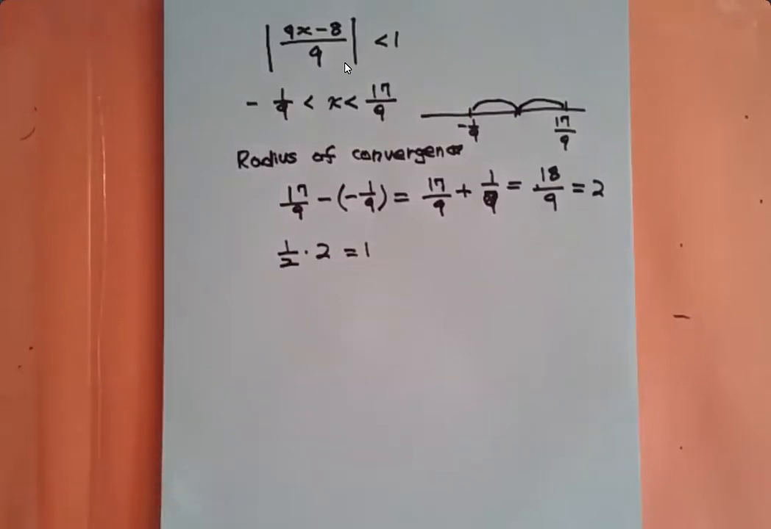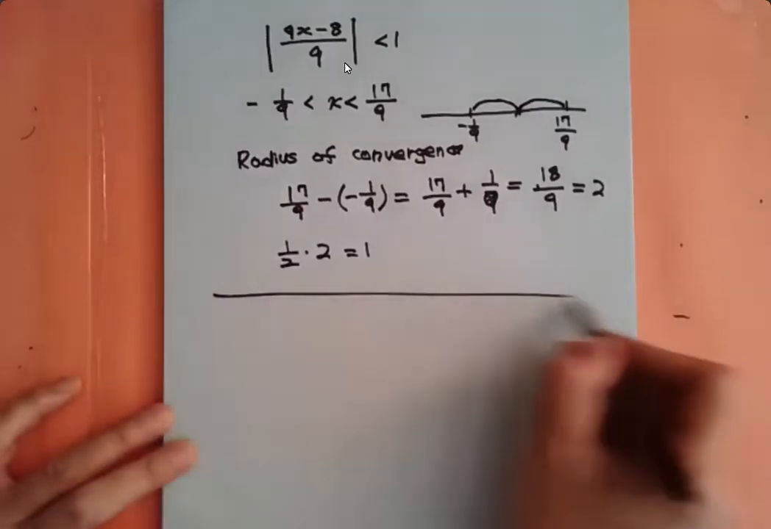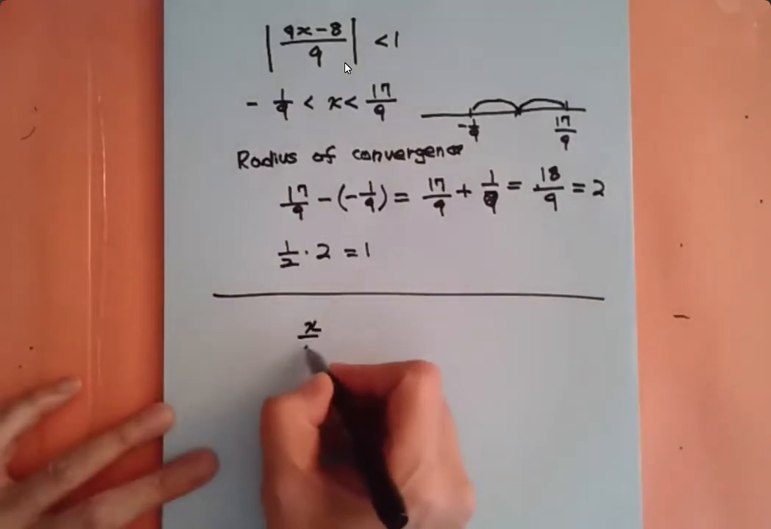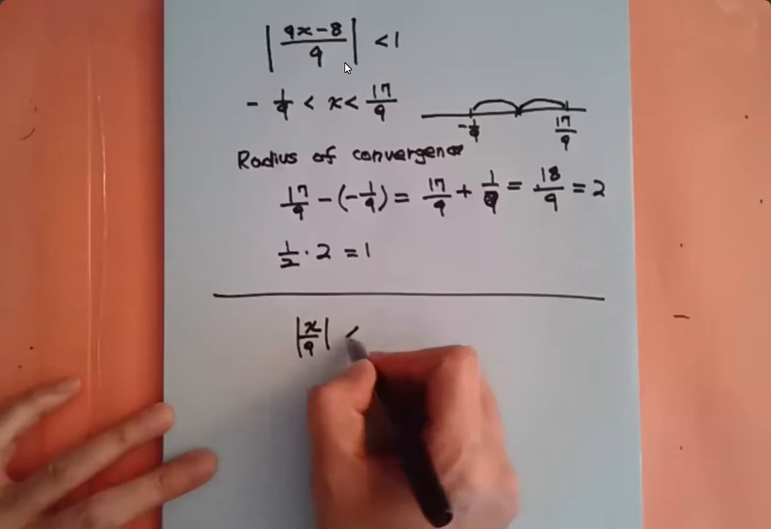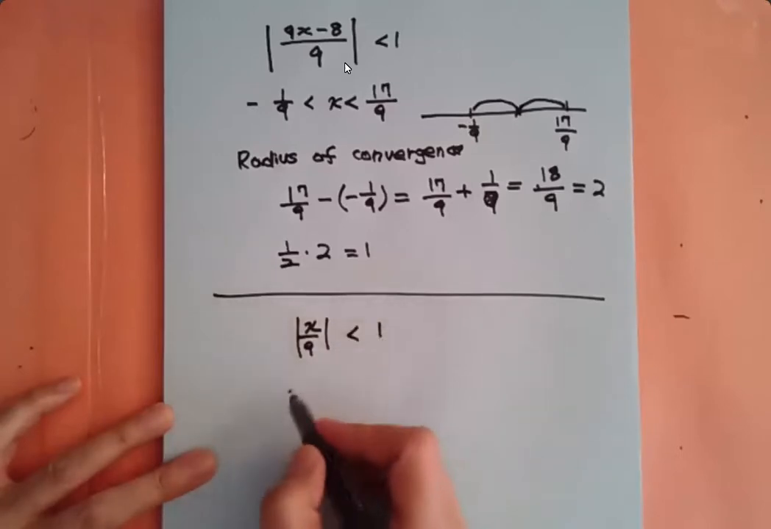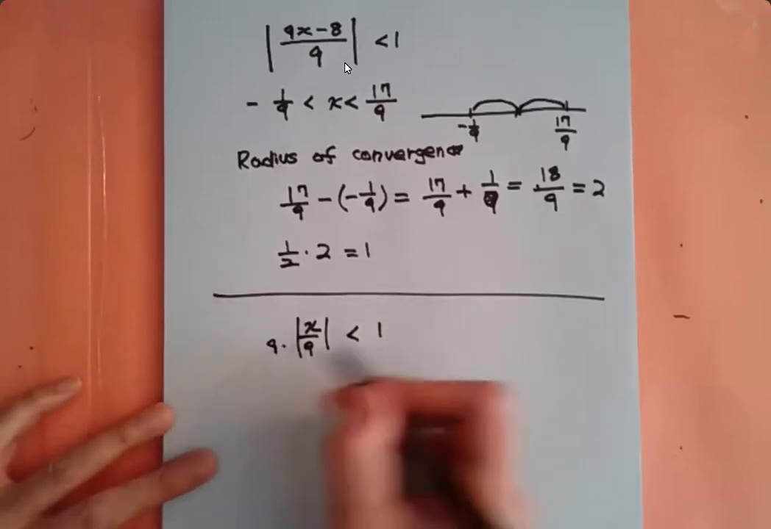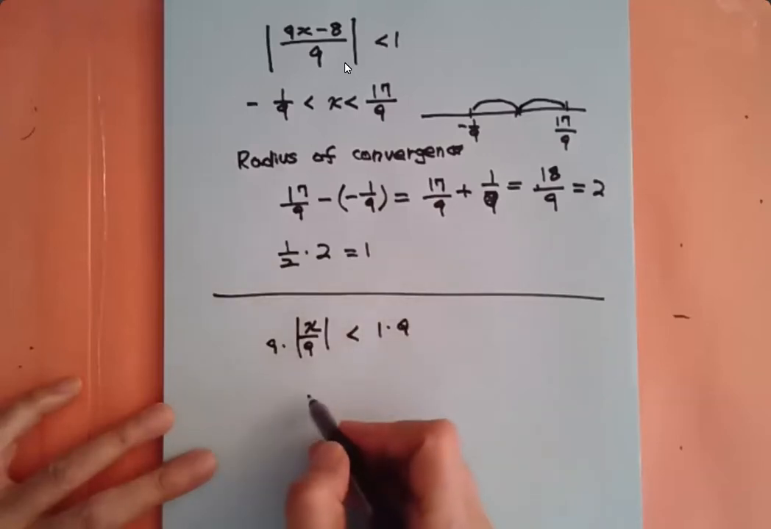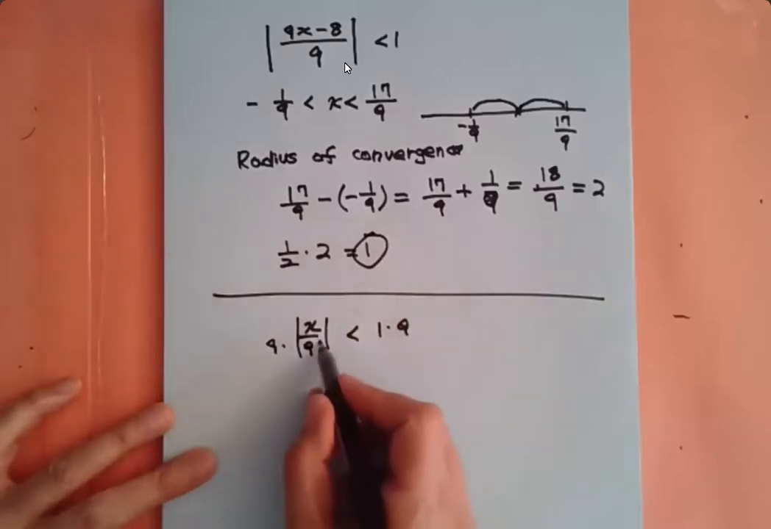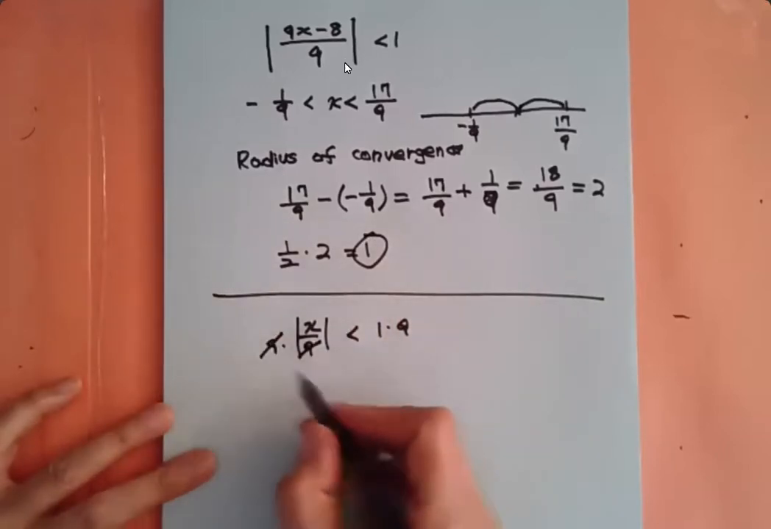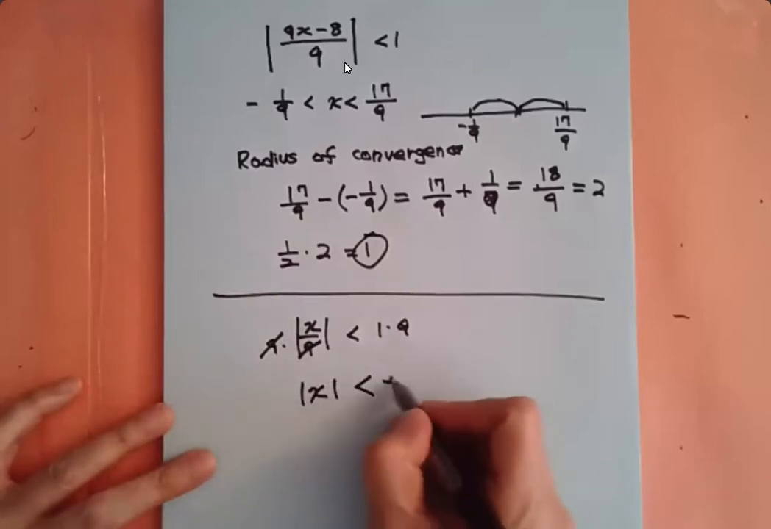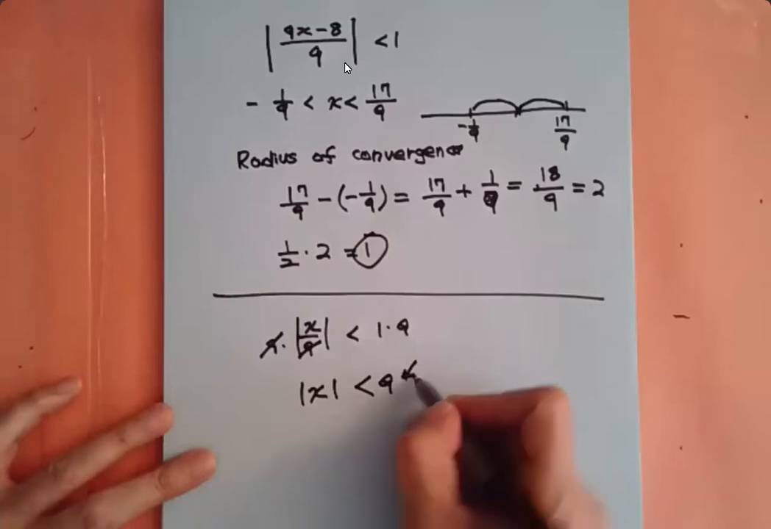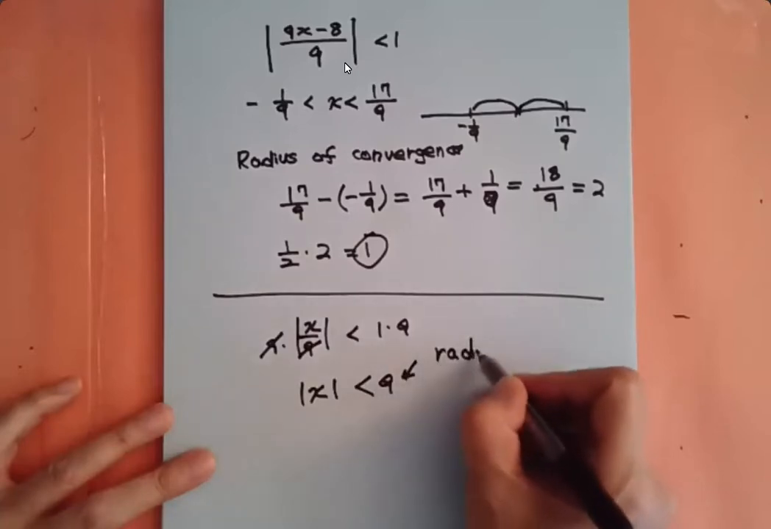But let's say we have |x|/9 less than 1. Then of course we can multiply by 9 on both sides and cancel these out, so the absolute value of x is less than 9, and this becomes the radius of convergence.